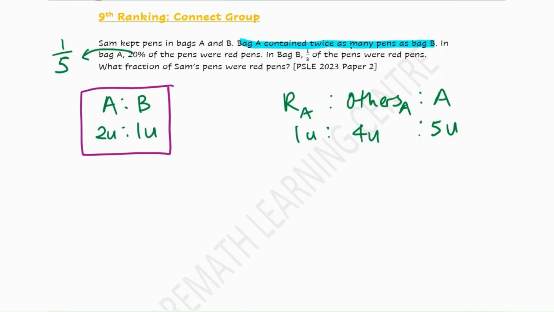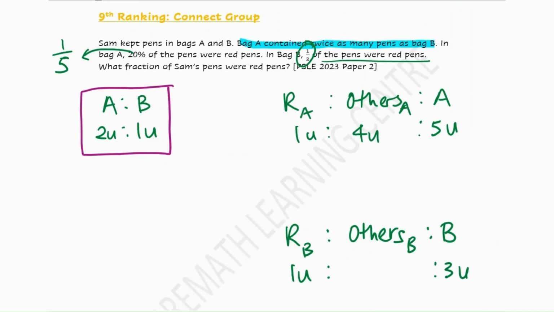For the next fraction, we have 1/3. So 1/3 of the pens were red pens. So we're going to write a similar ratio. So red in B is to the other types of pens in B is to the total number of pens in B. The ratio is 1 unit and the total is 3 units. So the other types of pens will be 2 units.